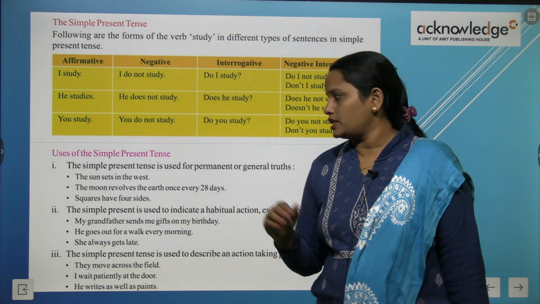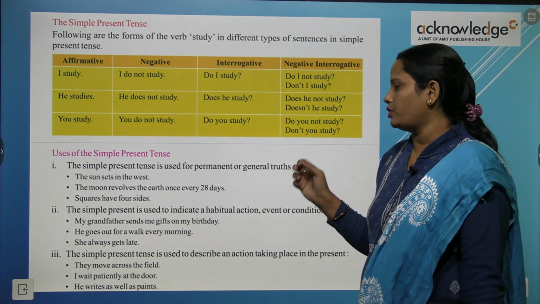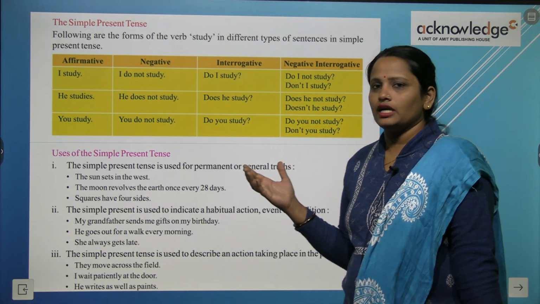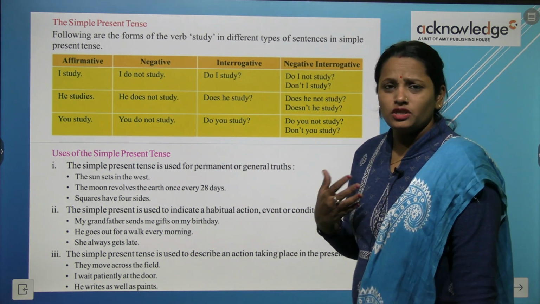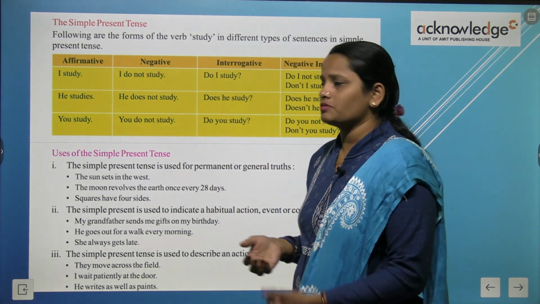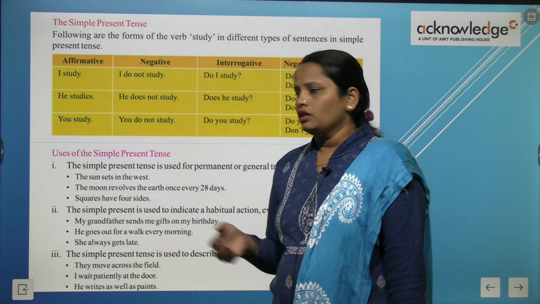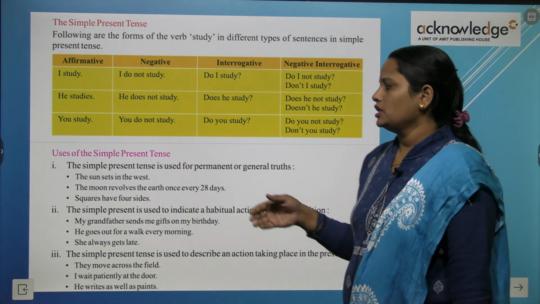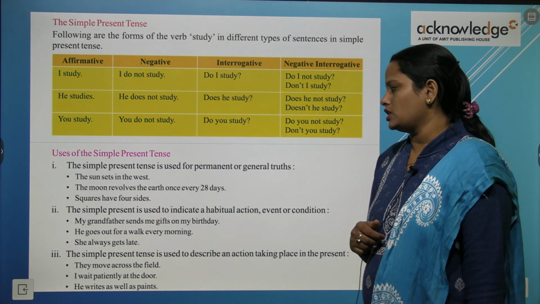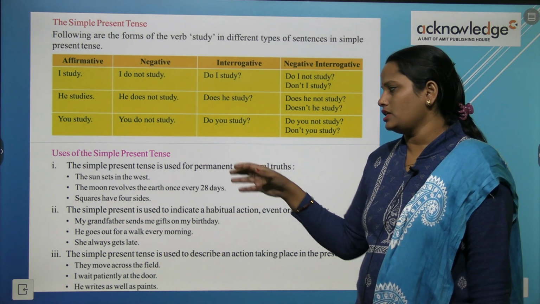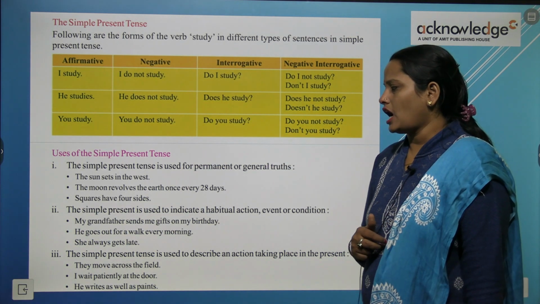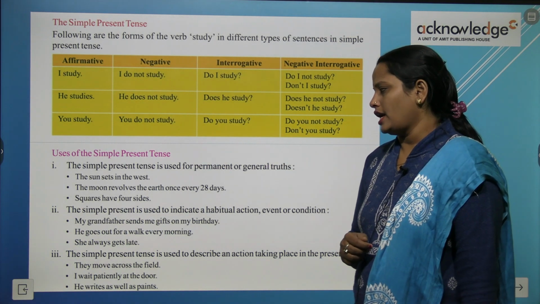The simple present tense is used for permanent or general truth. So for permanent or general truths we use simple present tense. Means something we do daily, a universal truth, for that we use simple present tense. The sun sets in the west. The moon revolves around the earth once in 28 days. Now, the square has 4 sides.